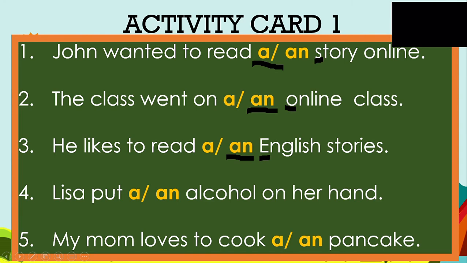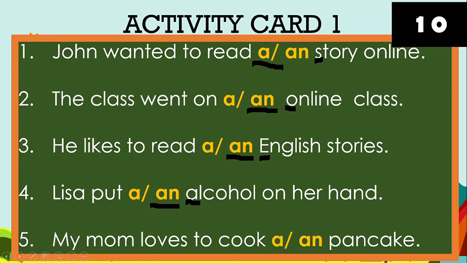Great! Now let's move on. For number 4, Lisa put blank alcohol on her hand. So what article are we going to use? Is it A or AN? Comment your answer. And the correct answer is AN. Why AN? Because the first letter of the following word is A, which is a vowel.